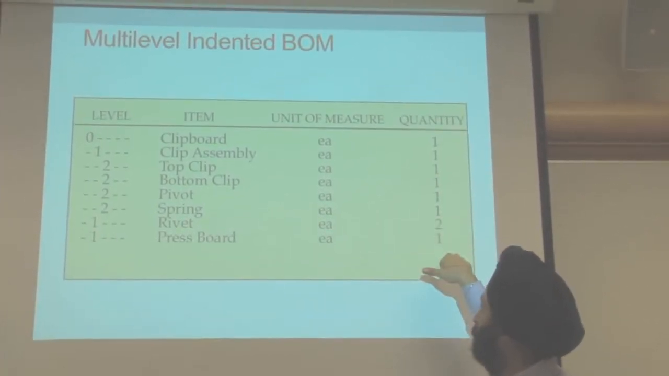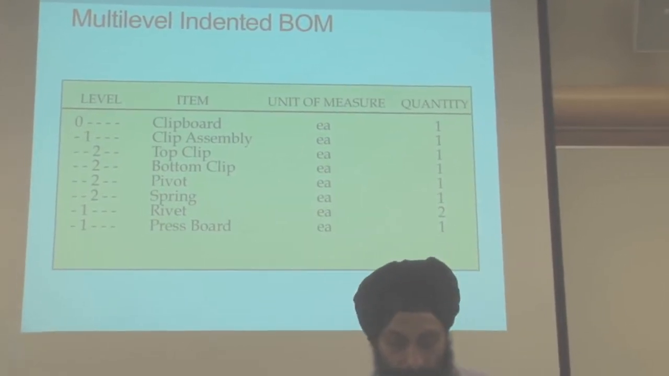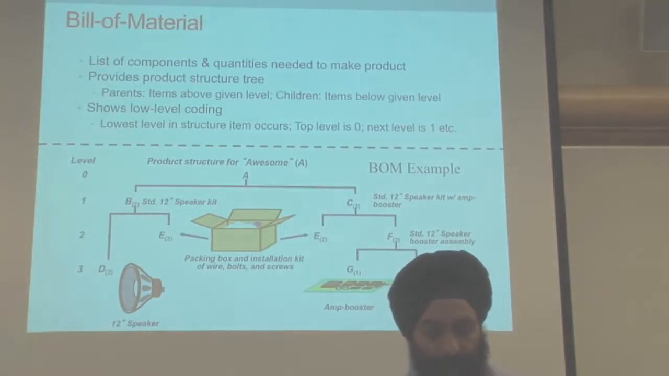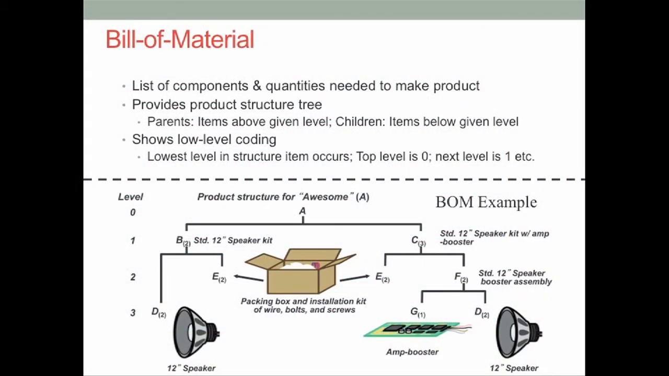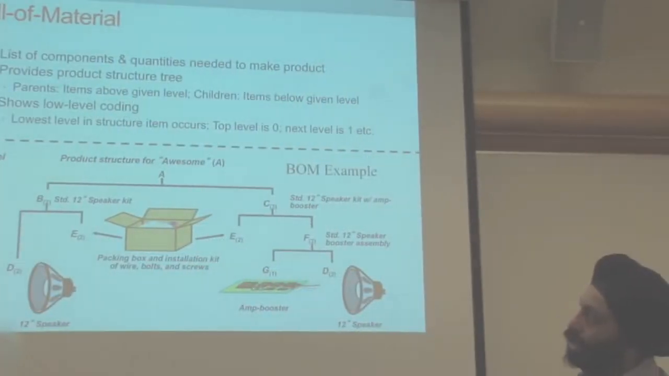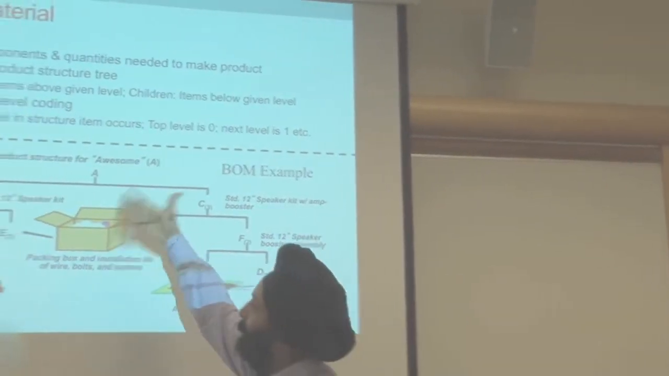So everything is quantity 1 except for rivets, which are 2 quantities. Another example, just to illustrate things: a bill of material is a list of components and quantities needed to make products. It provides the product structure tree. Parent items are items above a given level.